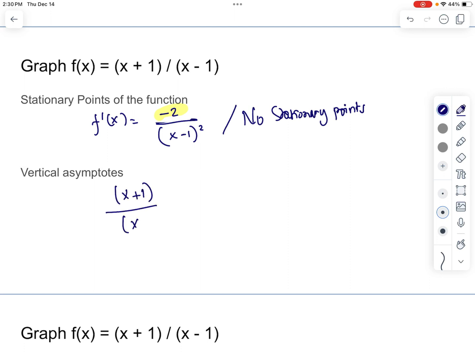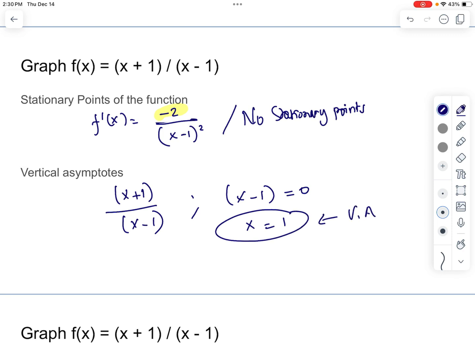No stationary points. Now let's move on to looking at vertical asymptotes. A vertical asymptote will occur when this function f of x becomes undefined. For it to be undefined, it means that x minus 1 has to be 0. Or if you set x minus 1 equal to 0, x is equal to 1, this is my vertical asymptote.